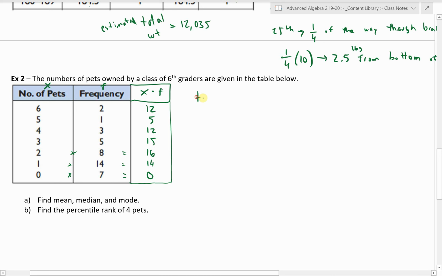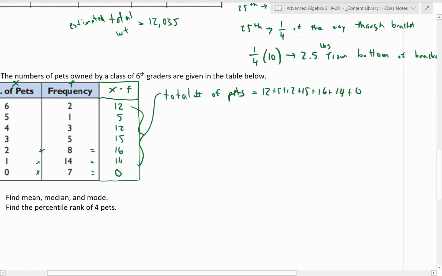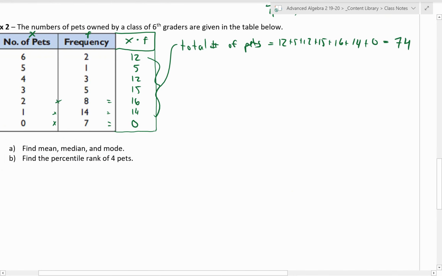So we want to find the total number of pets. Well, that's the sum of that column. So it's 12 plus 5 plus 12 plus 15 plus 16 plus 14 plus 0. If we add all these together, we're going to get 74 pets. So total number of pets is 74.